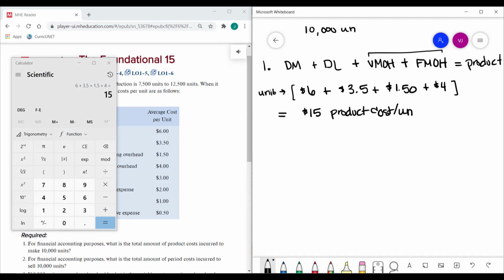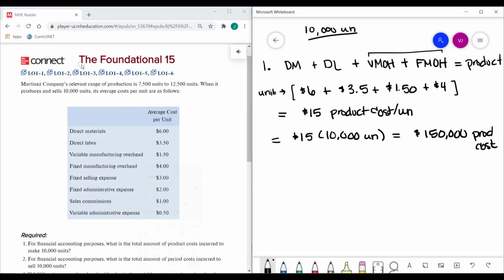But the question asks us what the total product cost is to make those 10,000 units. Since we know that the average cost of making these 10,000 units is $15 a unit, we'll take that $15 and multiply it by the 10,000 units. When we do that, we get $150,000 of product cost. So on average, it's costing the company about $150,000 to produce those 10,000 units.